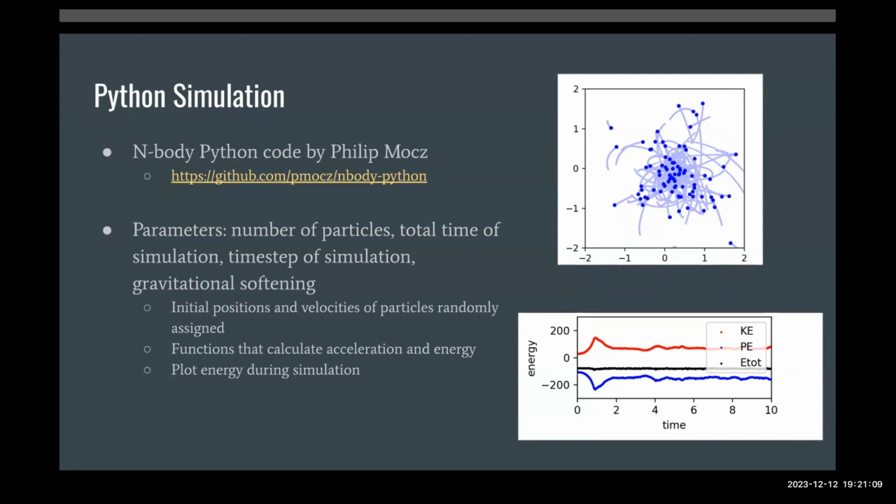So our red line means kinetic energy, our blue one means potential energy, and finally the black line is just a sum of these two energies.